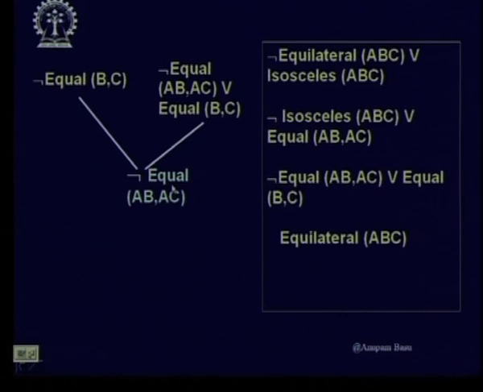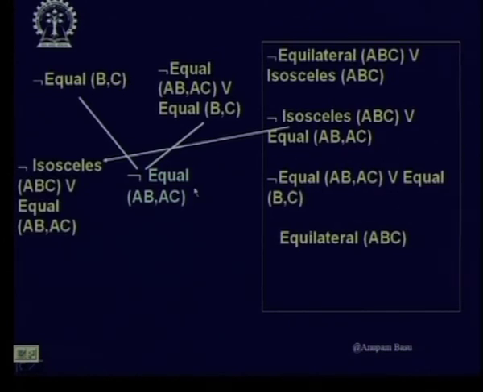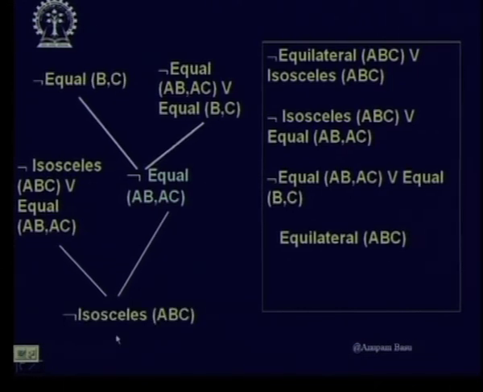Now, we have to find a clause where the dual of not equal ABAC, this equal ABAC, is there. So, that is this one. So, I now try to resolve this resolvent with this clause, and as I do it, what do I get? Equal ABAC and not equal ABAC resolve out, and we will get not isosceles ABC here. So, this is the new resolvent.